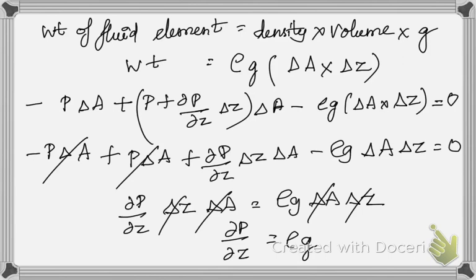Now I can easily integrate this equation, where specific weight or weight density is equal to rho G. So this states that the rate of increase of pressure in a vertical direction is equal to the weight density of the fluid at that point. This is called the hydrostatic law.